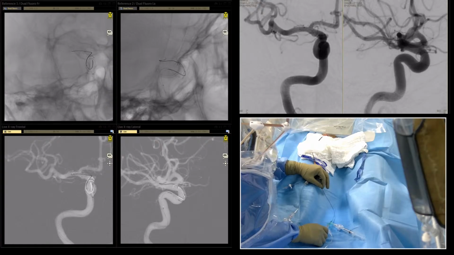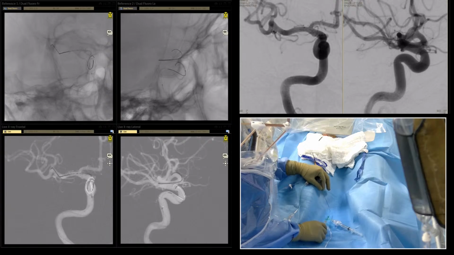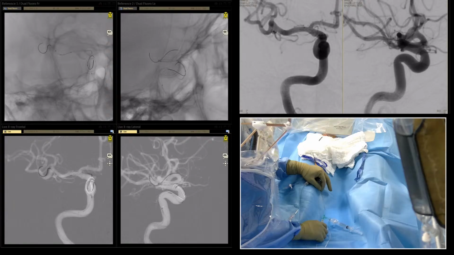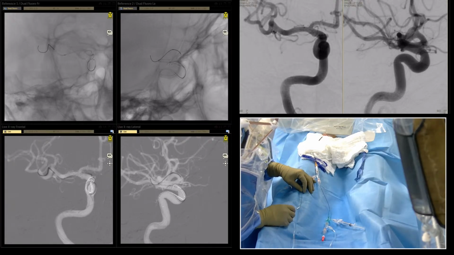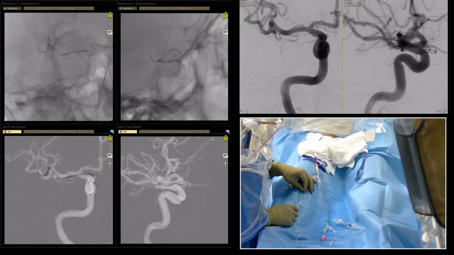We know that the territory of the temporal branch is rich in collaterals, and maybe it's possible to just occlude the temporal branch. It's one of the options. Yes, I would prefer to place the flow diverter stent and keep the patency of the artery, but unfortunately we have no short FD stents. That's why we should do it in this manner.